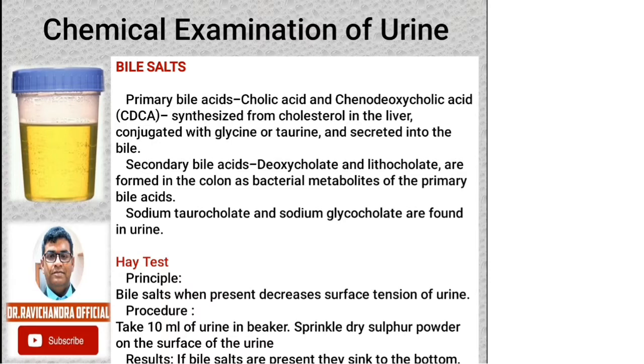These are bile salts. The test conducted to know the presence of bile salts in urine is Hay's sulfur test or Hay's test. The principle is that bile salts, when present, decrease the surface tension of the urine. In the procedure, first take 10 ml of urine in a test tube or a beaker, then sprinkle dry sulfur powder on the surface of the urine. If bile salts are present, the sulfur powder will sink to the bottom.